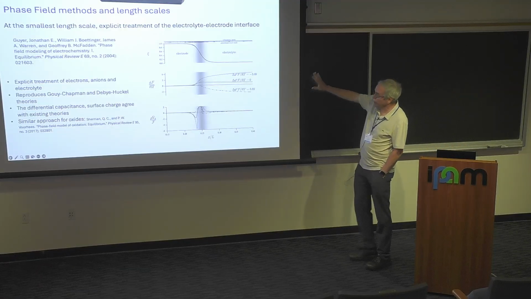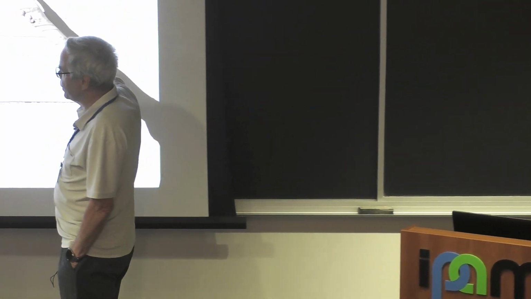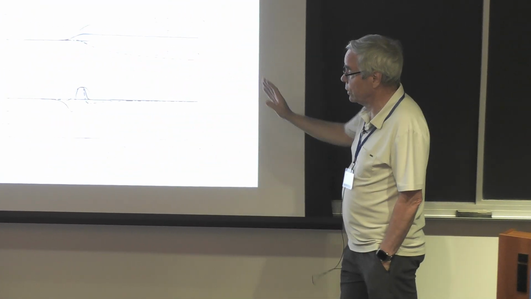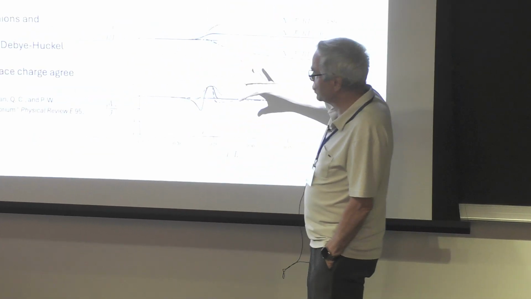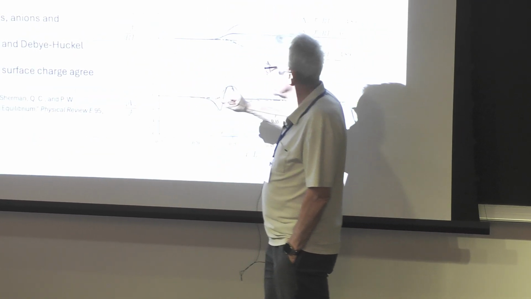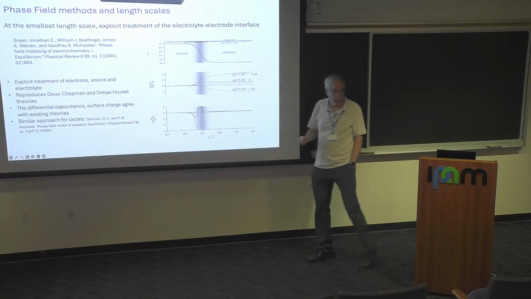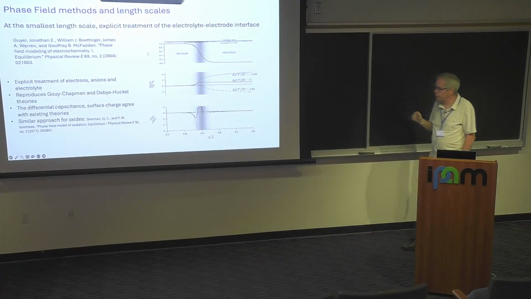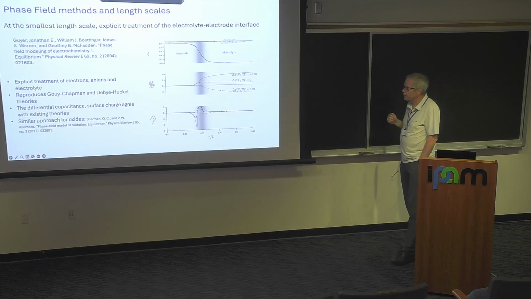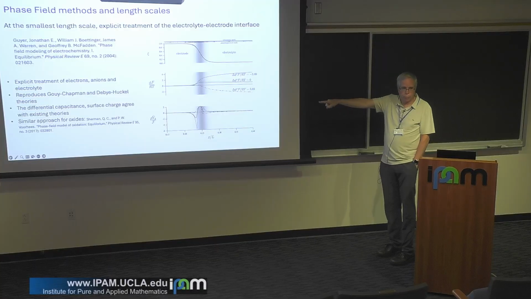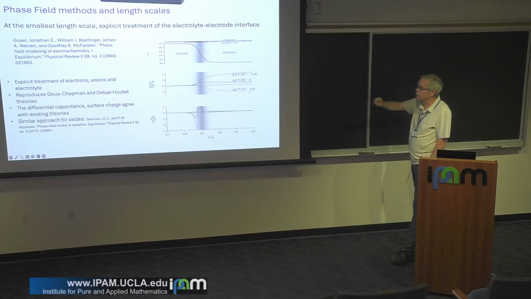There are some problems. But I should first mention the really great things about this. You reproduce Gouy-Chapman and Debye-Hückel theories. You get the differential capacitance and surface charges exactly as you see experimentally. We did something similar for oxides on a metal, where we were looking at the growth of passivating oxide films on a surface, a corrosion problem. Same idea. So there's a problem with this approach, and it's not that the physics is wrong.